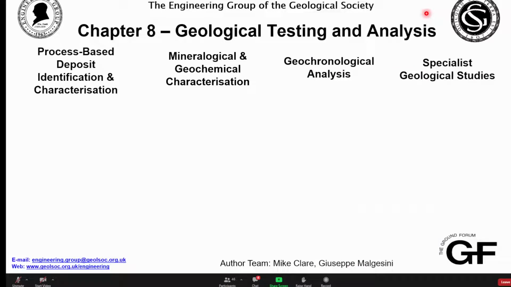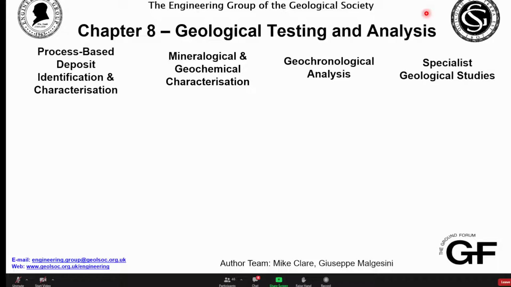So the final methods chapter is focused on geological testing and analysis. And this is really on a case-by-case basis. So whilst you would always perform geophysical surveys and you're always going to gather data for geotechnical design, this chapter is very much looking at bespoke cases where the ground model and the geohazard inventory or the site characterization inventory have identified there's a specific need to gain more information.